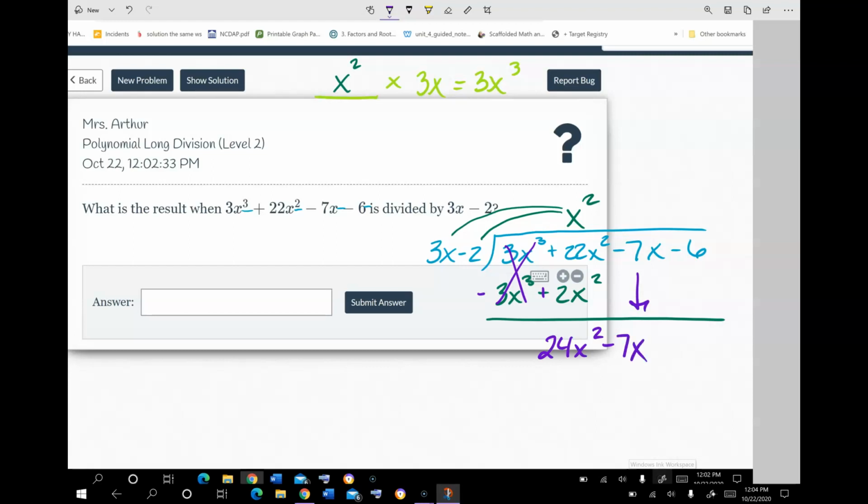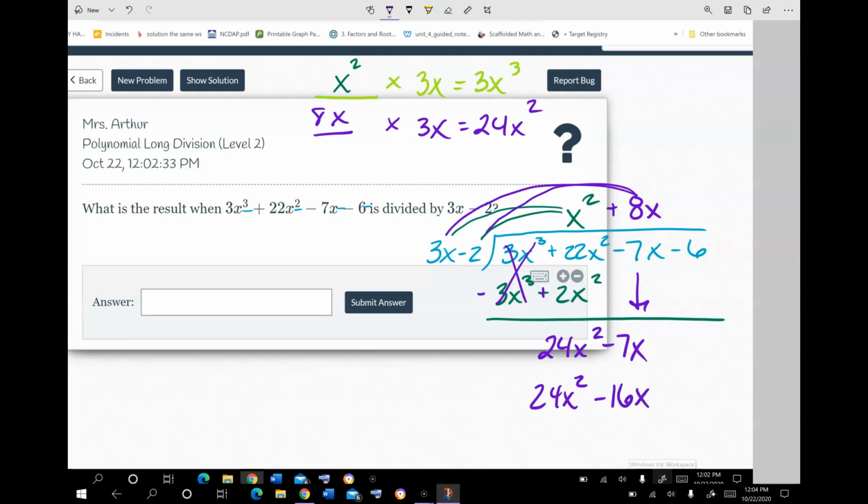So now you're trying to figure out what times 3x gives me 24x squared. Well, what times 3 gives you 24? 8. And then what times x gives you x squared? X. So we're going to put plus 8x. All right, distribute. 8x times 3x is 24x squared. 8x times negative 2 is negative 16x.